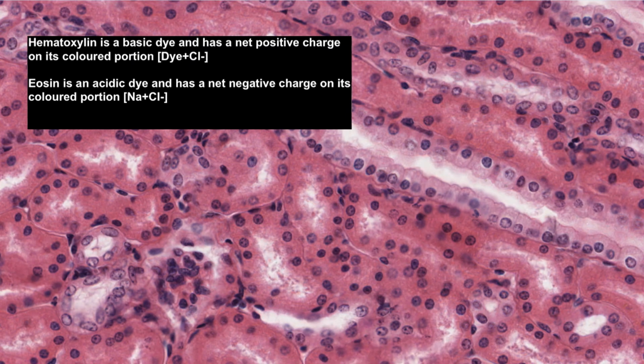Hematoxylin and eosin is the most commonly used stain or dye in histology. An example of it is in this image of tubules in the kidney. Hematoxylin is a basic dye. It has a net positive charge on its coloured portion, whereas eosin is an acidic dye and it has a net negative charge on its coloured portion.